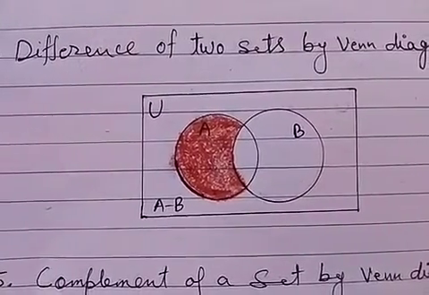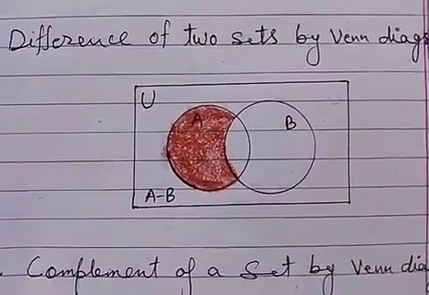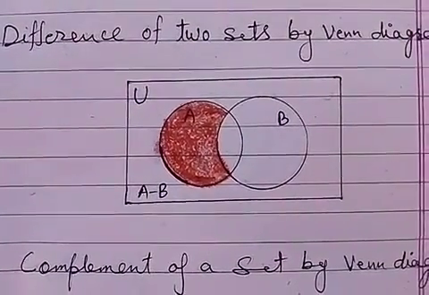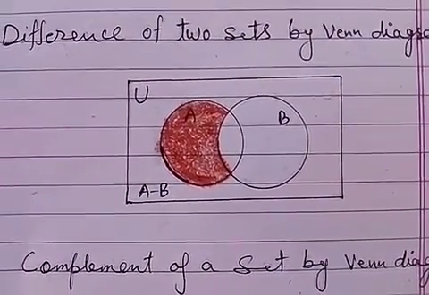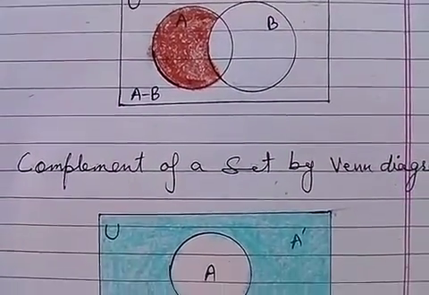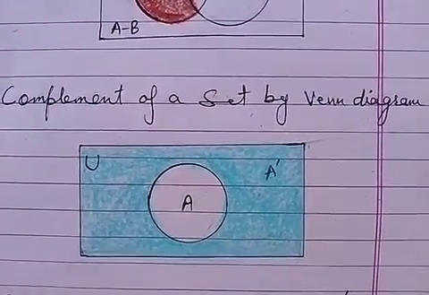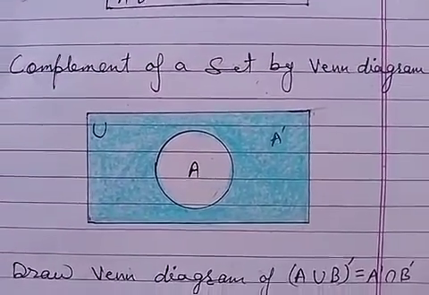Difference of two sets by Venn diagram we can represent here. U is a universal set and represented by a rectangle. A and B be any two sets, then A minus B is represented here. Complement of a set by Venn diagram we can represent. This colored part we can represent as A dash.